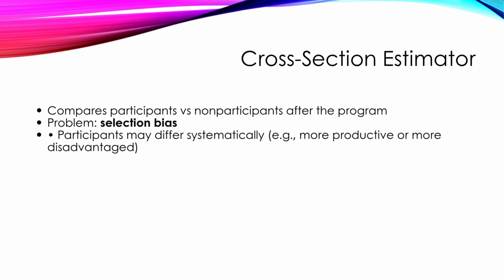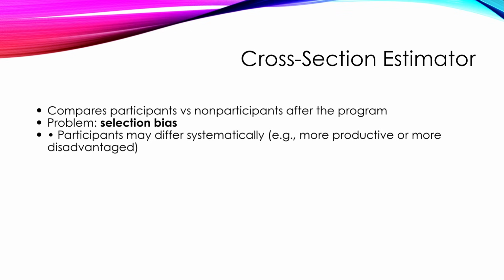But then we have the cross-section estimator. This calculates a program's impact by comparing outcomes for participants and non-participants at a single point in time after the program is started. It uses the non-participants as a comparison group to represent the counterfactual, what would have happened to the participants without the program. The data requirements here are minimal. Only a single round of data collection is needed after the program begins.